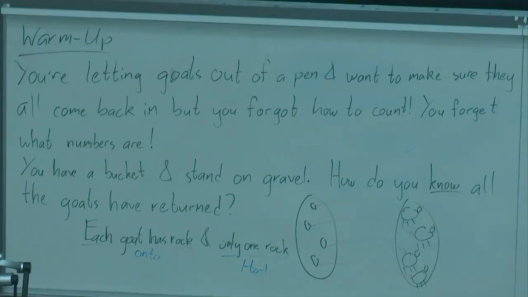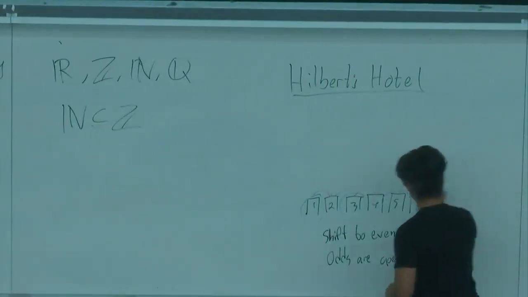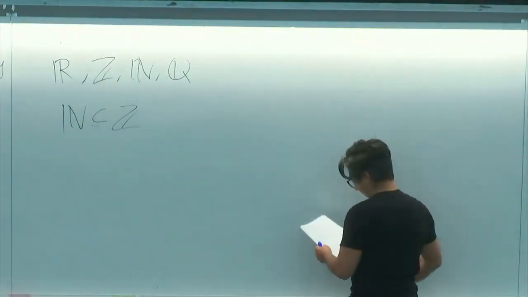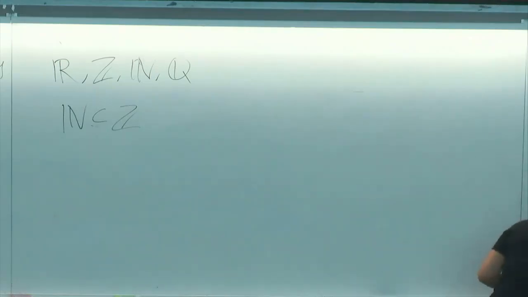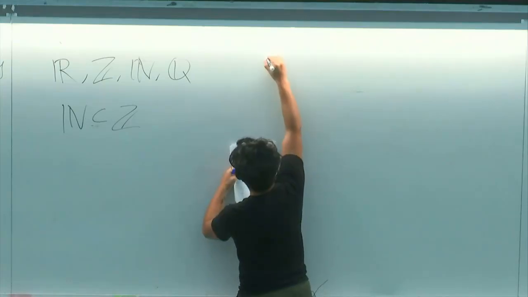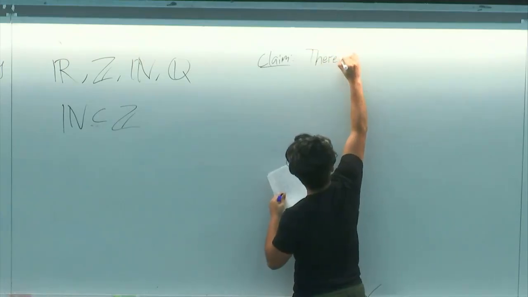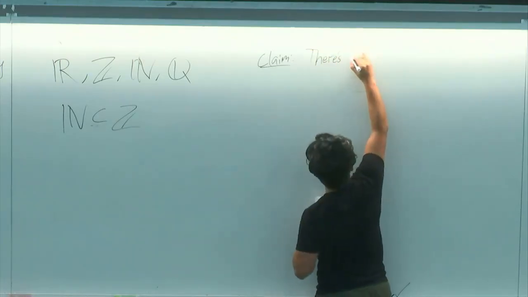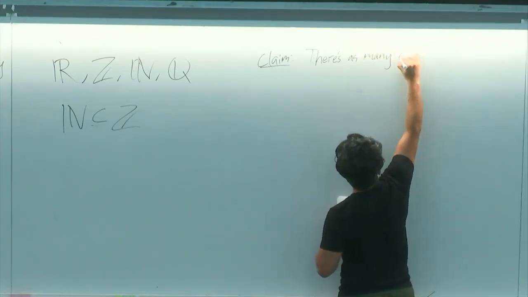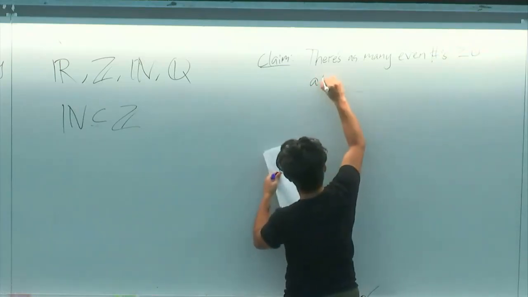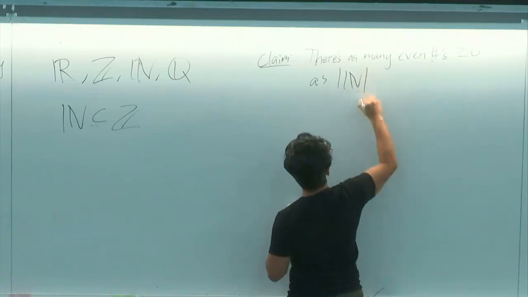So let's actually start proving things about infinities then. Let's erase Hilbert's Hotel. That was our nice informal example before we do real proofs. All right, so here's a claim. The claim is there's as many even numbers greater than or equal to 0 as the size of the natural numbers.